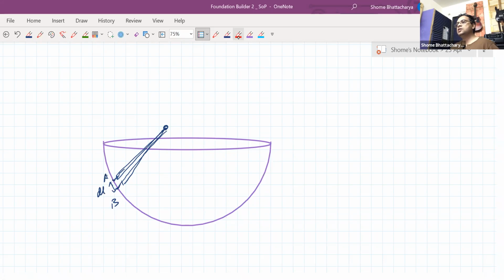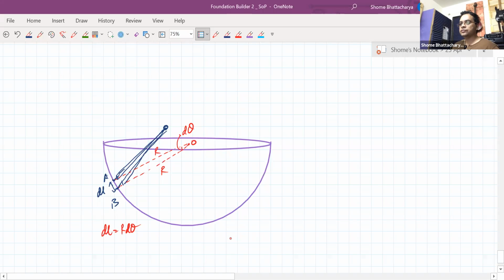Now see here, if I join the center of the open surface with the points A and B, both points A and B will be equidistant from this center. They'll be R. And this angle is d theta. So now you can understand why the distance AB, which is DL, is equal to R d theta. Right, Bhargav? Yes, sir.